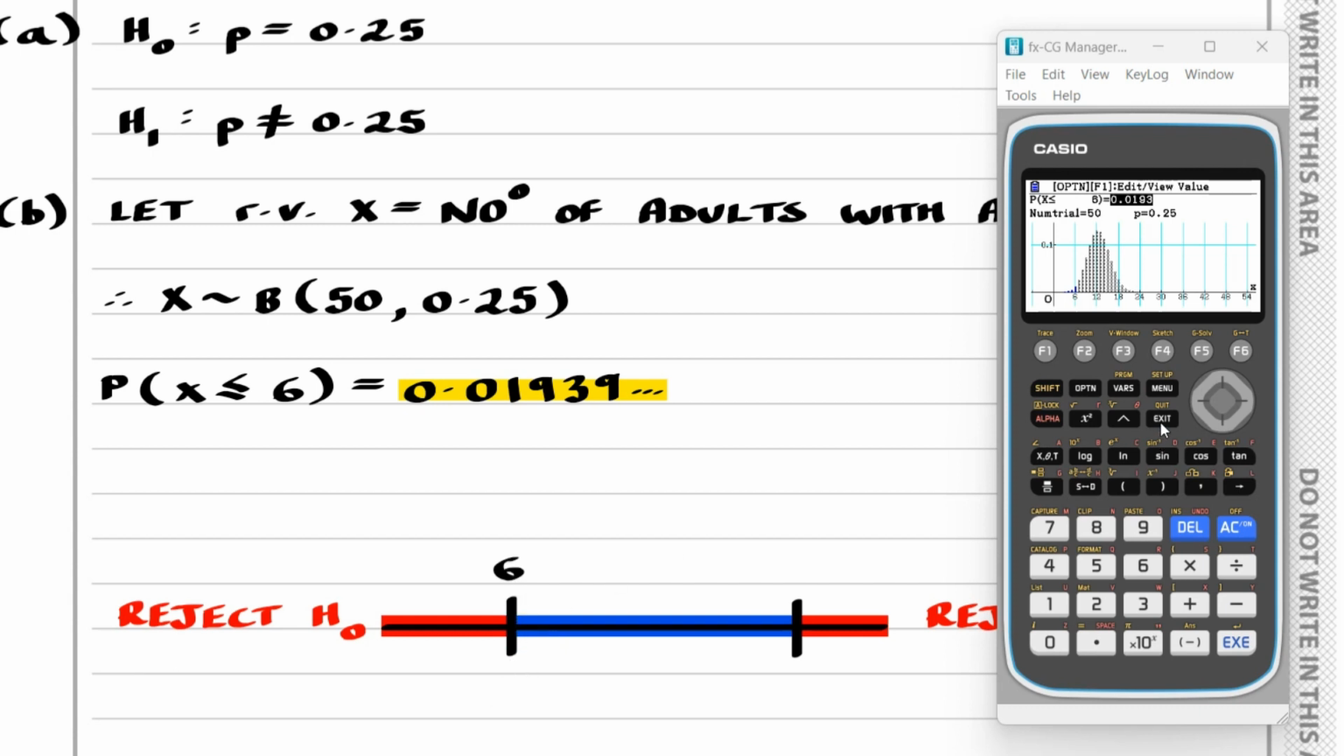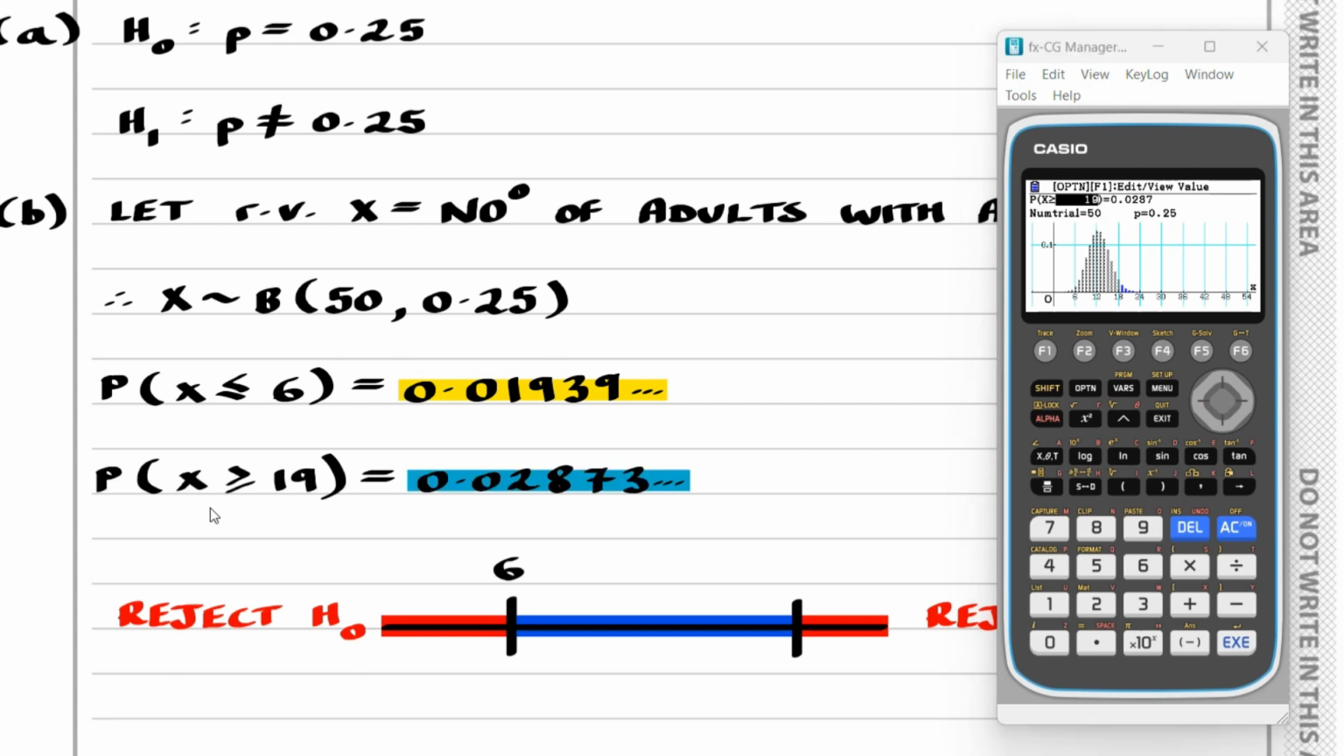Let's now find the upper tail. Press F3, and if I execute this, we want 0.025, and if we press execute, you can see the 0.028, etc. is close to the 2.5%, and that corresponds to an x value of 19.